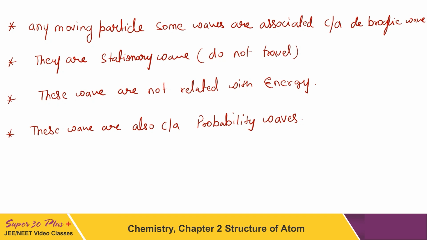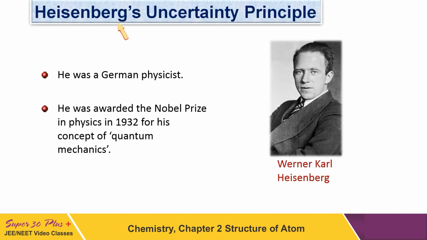So this was something about the de-Broglie concept. Now I will tell you about Heisenberg's uncertainty principle. Here is the picture of Heisenberg. He was a German physicist, and he was awarded the Nobel Prize in Physics in 1932 for the concepts he gave in quantum mechanics.